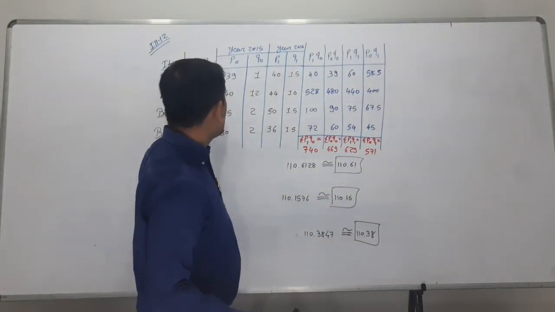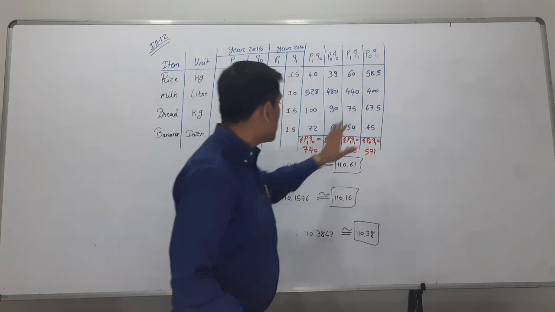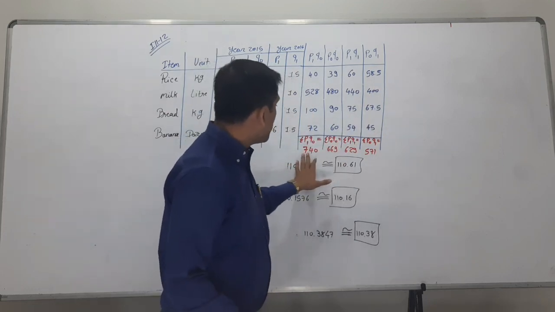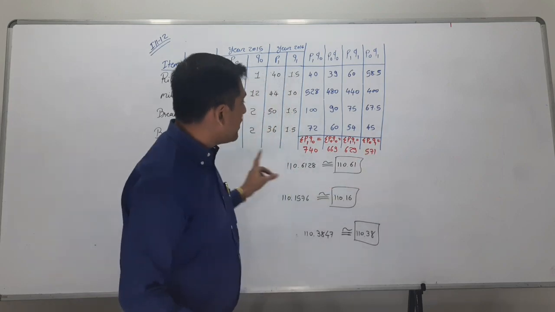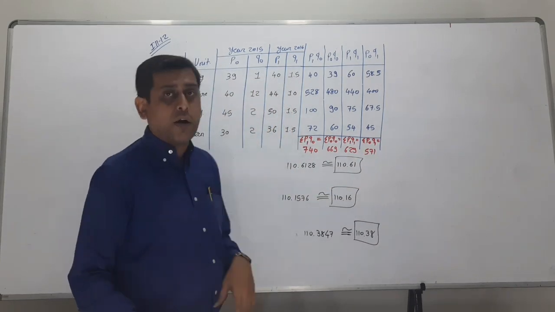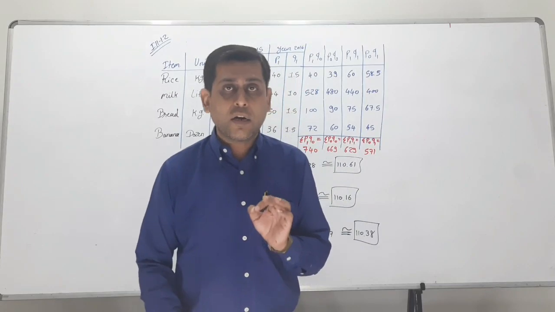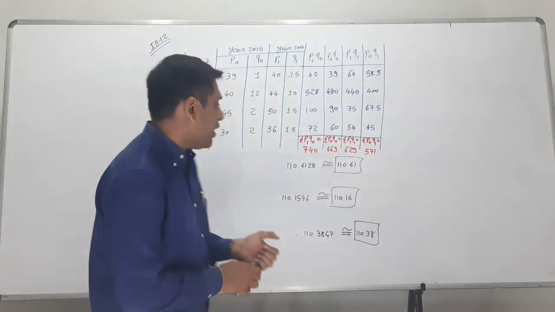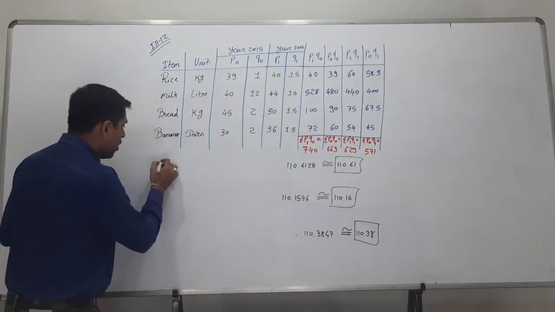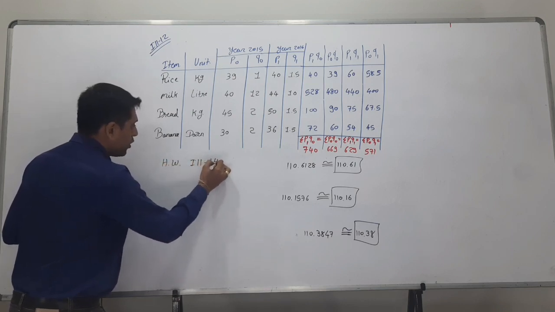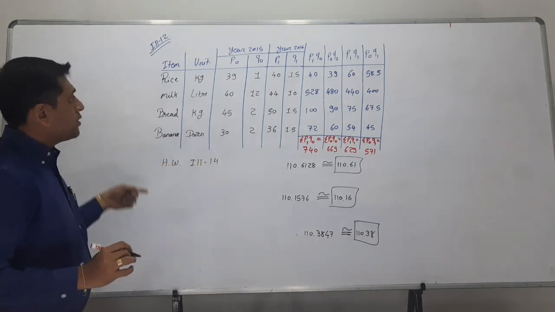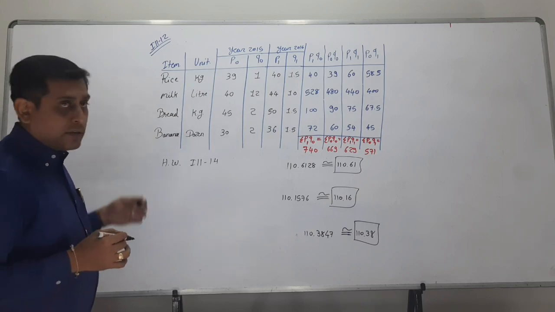First of all, you have to find out all these things, and you just have to divide this by this and this by this, and then take the square root, into 100. That is your Fisher's index number. So it is easy. I am giving it to you as homework. Illustration number 14 is the same as method number 7.